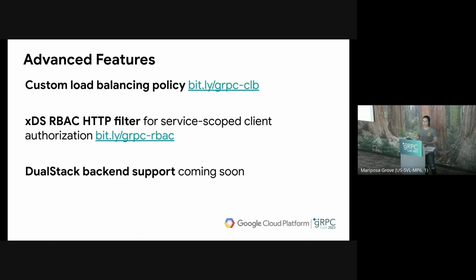Lastly, gRPC clients currently support both IPv4 and IPv6. However, most implementations don't support individual backends having both IPv4 and IPv6 addresses, and we are working on that. So in the near future, our API will support multiple addresses returned per endpoint, and happy eyeballs will be used to determine the address.